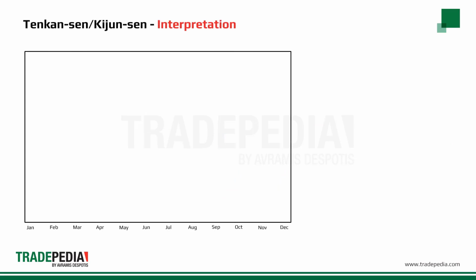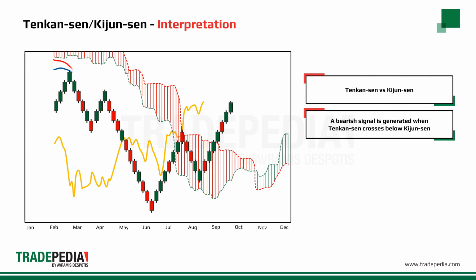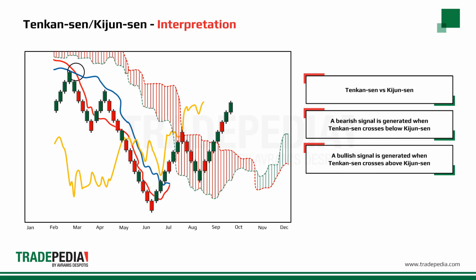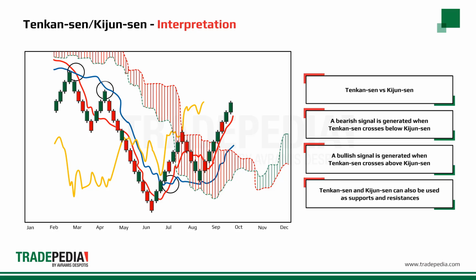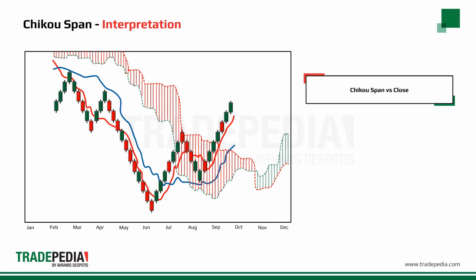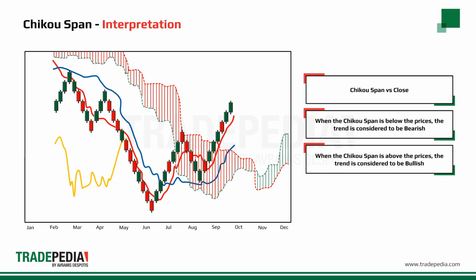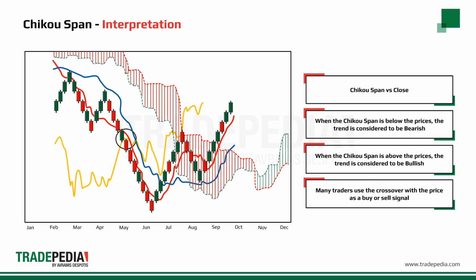Regarding the signals of Tenkan-sen and Kijun-sen, a bearish signal is generated when the Tenkan-sen crosses below the Kijun-sen. A bullish signal is generated when the Tenkan-sen crosses above the Kijun-sen. The Tenkan-sen and Kijun-sen can also be used as supports and resistances. The Chikou span is simply the close today plotted 26 periods back. When the Chikou span is below the prices, the trend is considered to be bearish. When the Chikou span is above the prices, the trend is considered to be bullish. Many traders use the crossover with the price as a buy or sell signal.